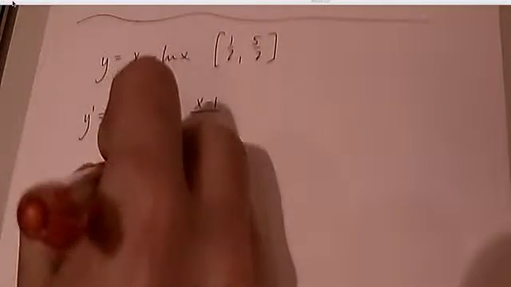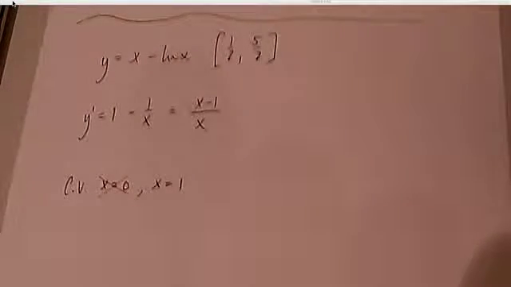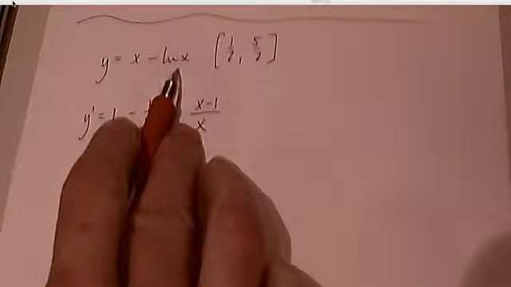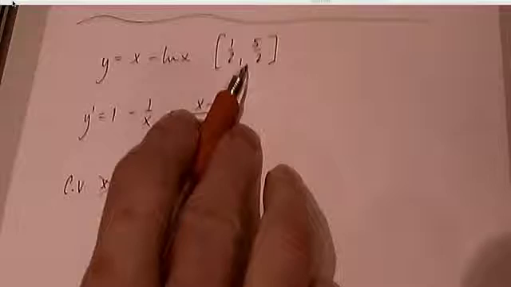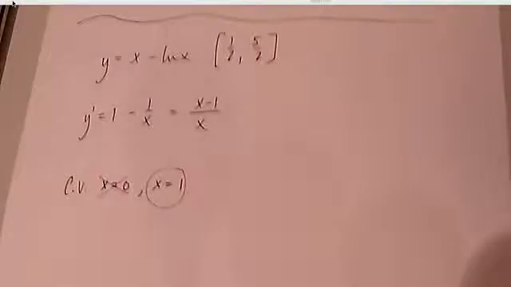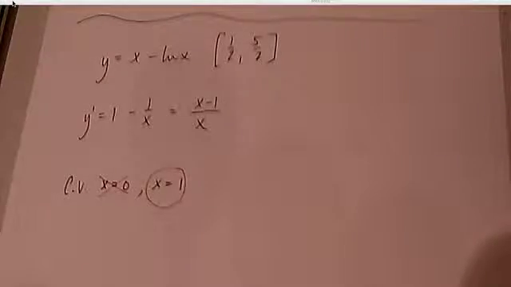The critical value at x is equal to 0 fails for two reasons. First of all, it isn't even in the implied domain of the original, right? And second of all, it's not even in the closed interval that we're entertaining. The only critical value that we're worried about here is x is equal to 1, okay?